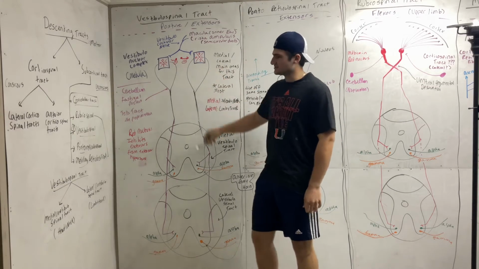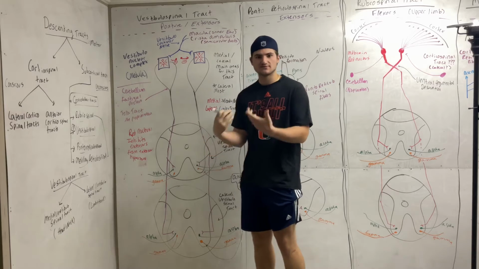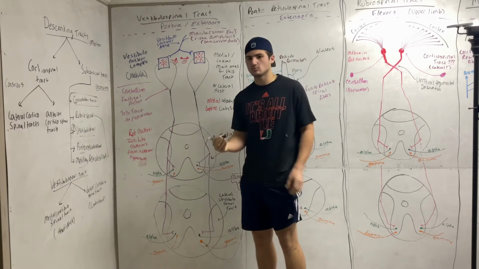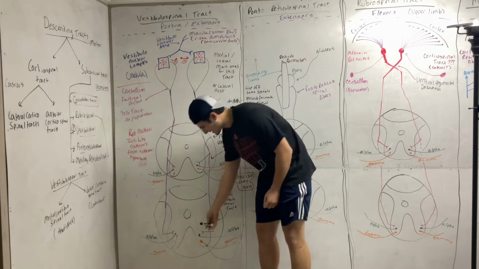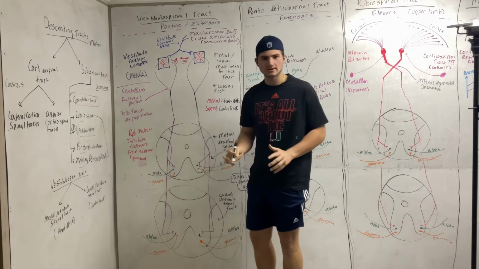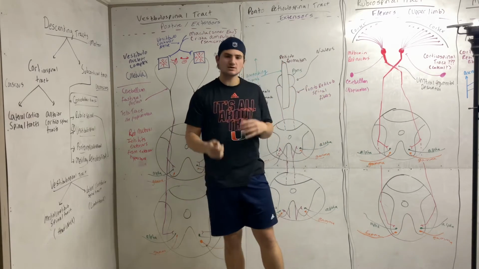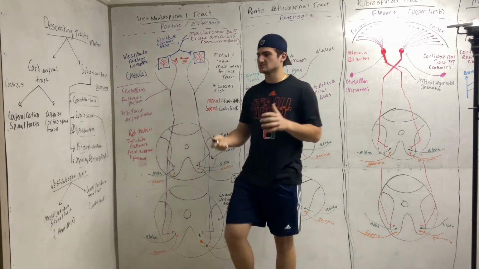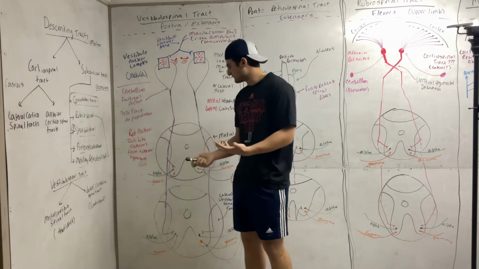So, these descending tracts, we said they're motor tracts. If there's a motor tract, it's where it's going to finish. It's going to finish into the anterior gray horn. Okay, so all of these pathways, where do they finish? They're going to finish in the anterior gray horn.